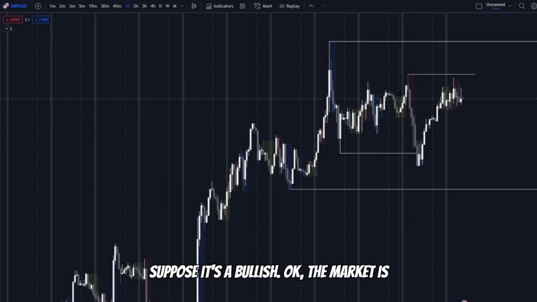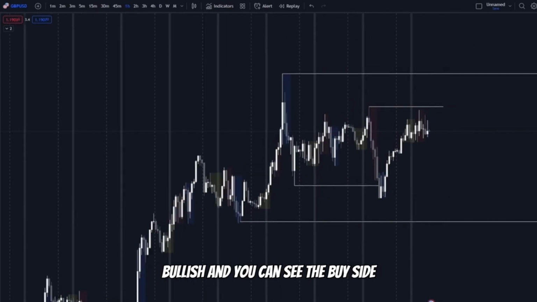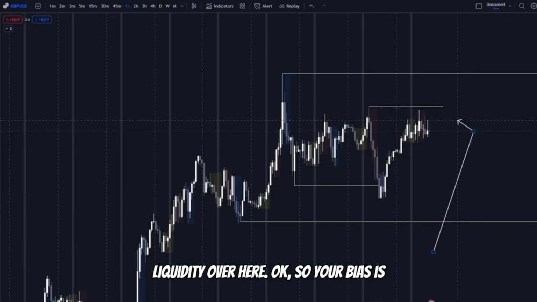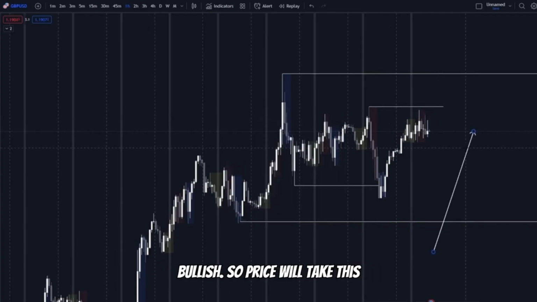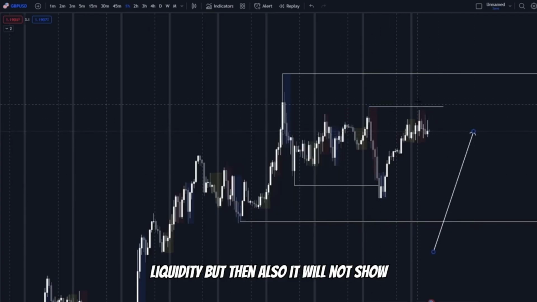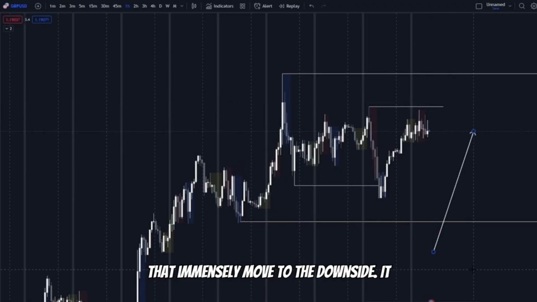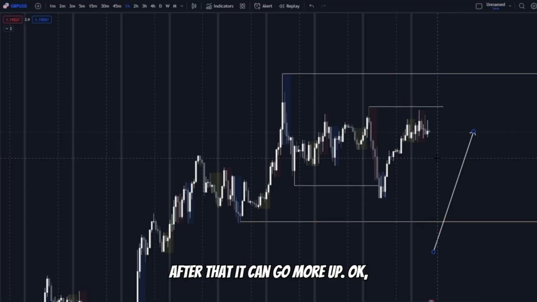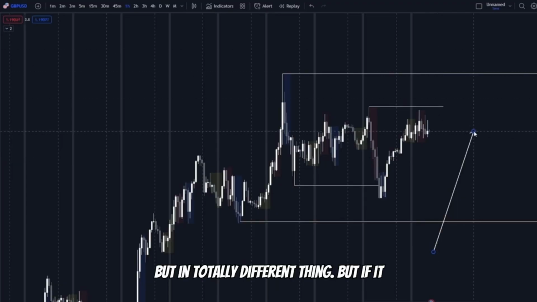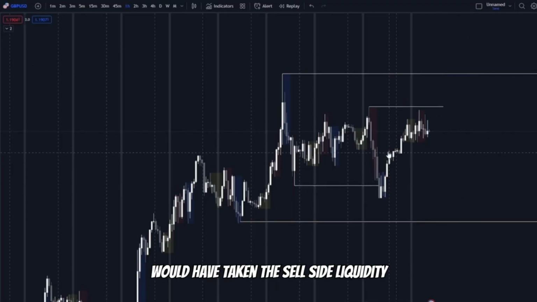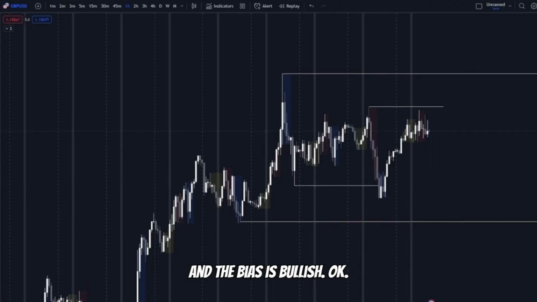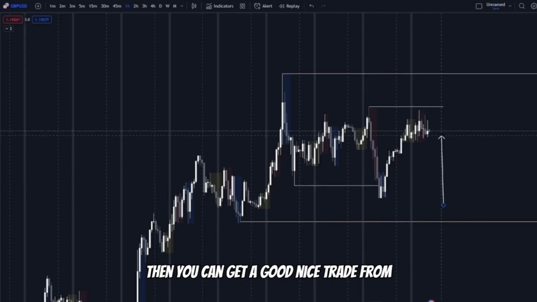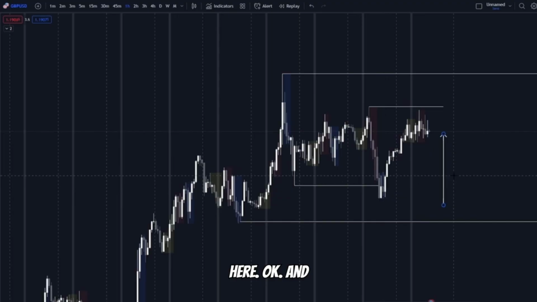Suppose the market is bullish, and you can see the buy side liquidity over here, okay, so your bias is bullish. So price will take this liquidity, but then it will not show an immense move to the downside. It will show a little bit of a move in which you can do a scalp, and after that it can go more up, okay? But if it would have taken the sell side liquidity and the bias is bullish, okay, then you can get a good nice trade from here, okay?